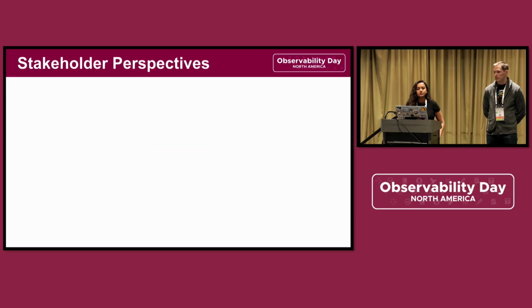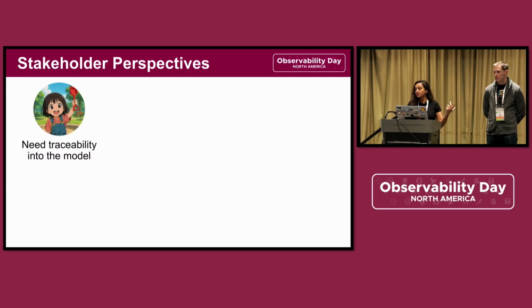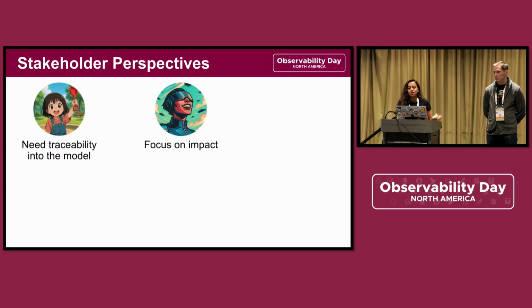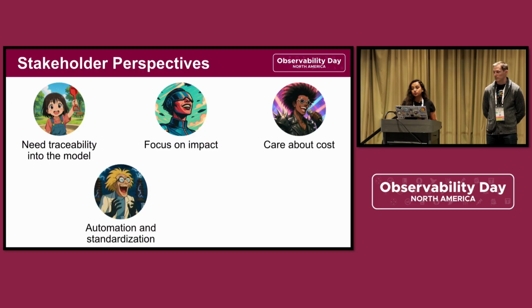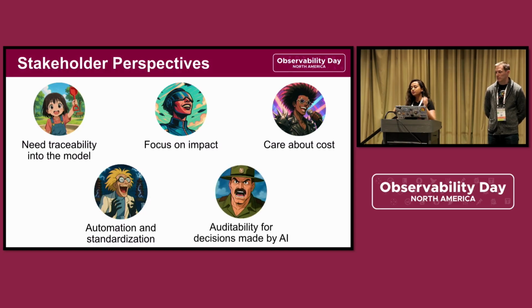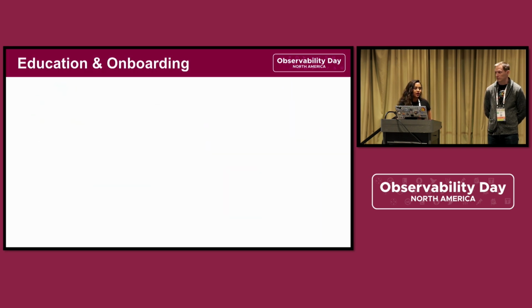So let's look at stakeholder perspectives. Data scientists say that they need traceability into the model. And the product team is focused on impact. Managers care about the cost. So they really care about tokens. We should not be wasting tokens. Then platform teams care about automation and standardization. And then you have the security team who cares about auditability for decisions made by AI. So again, we come back to the same solution, education and onboarding.